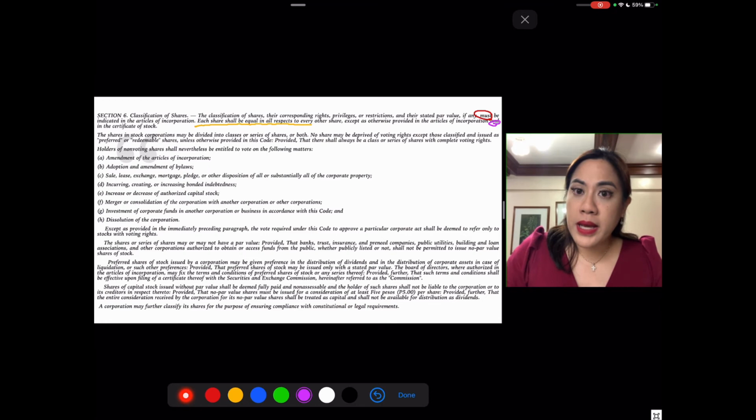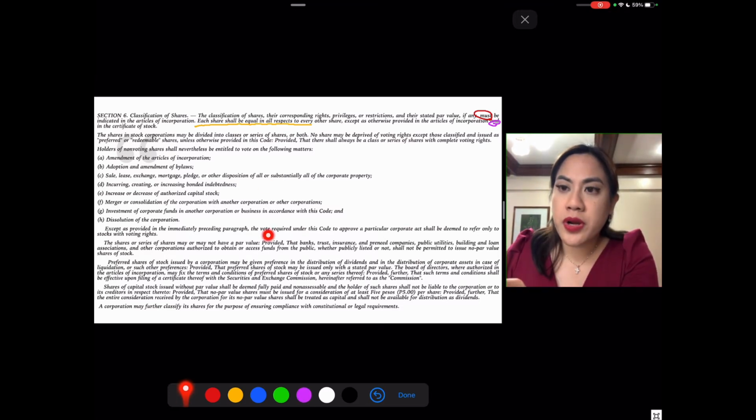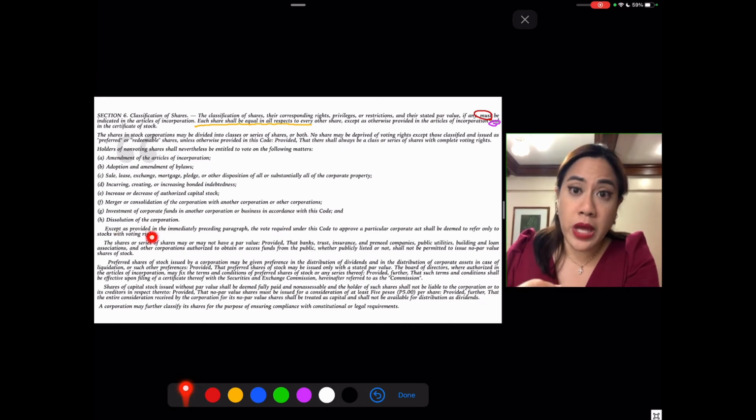So, except as provided in the immediately preceding paragraph, the vote required in the code, meaning except for A to H, the votes required in the code only refer to stocks with voting rights.